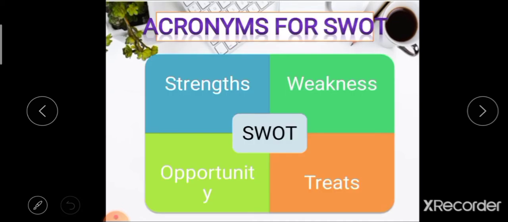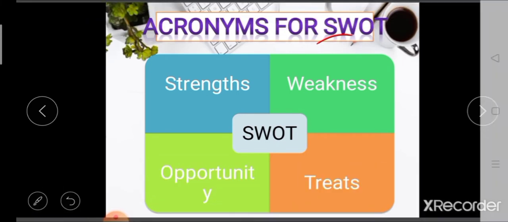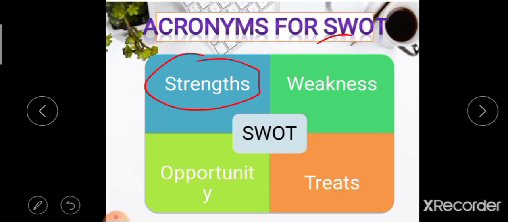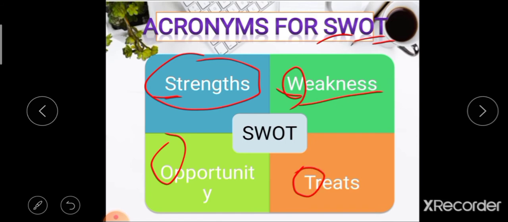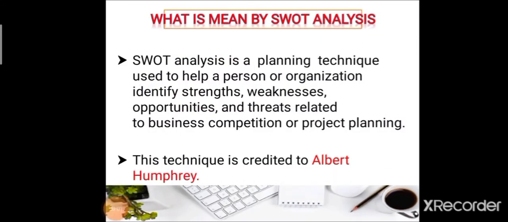So, first of all, see the acronym for SWOT. In SWOT, S stands for strengths in that particular business organization. Then W is for weaknesses in that particular business organization. Then O for opportunities in the future, and T stands for threats in that particular business. This is the acronym of SWOT.